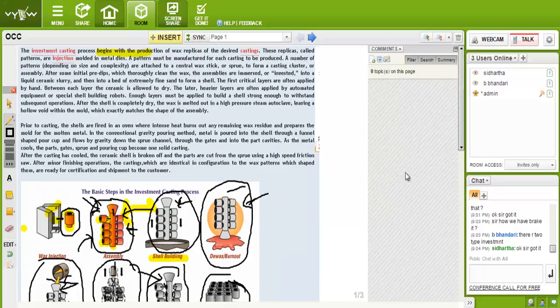Okay, now read that. The investment casting process begins with the production of wax replicas of the desired casting. These replicas, called the pattern, are injection molded in metal dies. A pattern must be manufactured for each casting to be produced. A number of patterns are attached to a central wax stick.